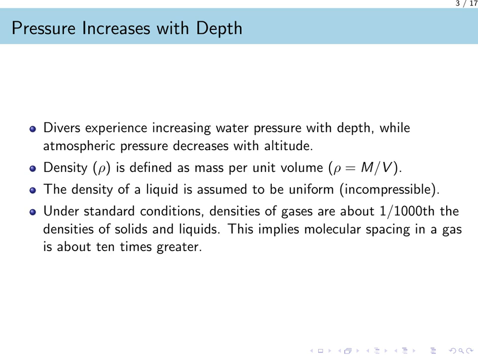Density, represented by the Greek letter rho, is defined as a substance's mass divided by its volume. For the liquids we will study, we will assume they are incompressible, which means their density is uniform throughout. This is quite different from gases, which have densities about 1/1000th that of liquids under normal conditions. This difference implies that the average spacing between molecules in a gas is about 10 times greater than in a liquid. Understanding density is the first step to calculating how pressure changes with depth.